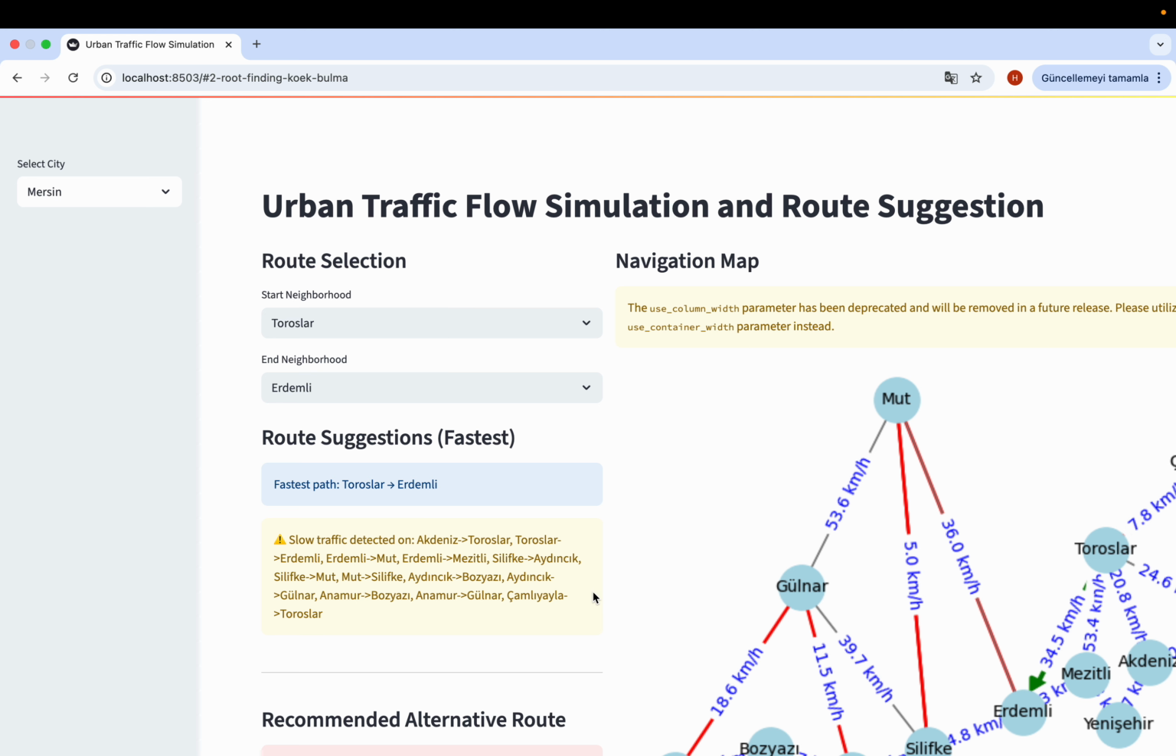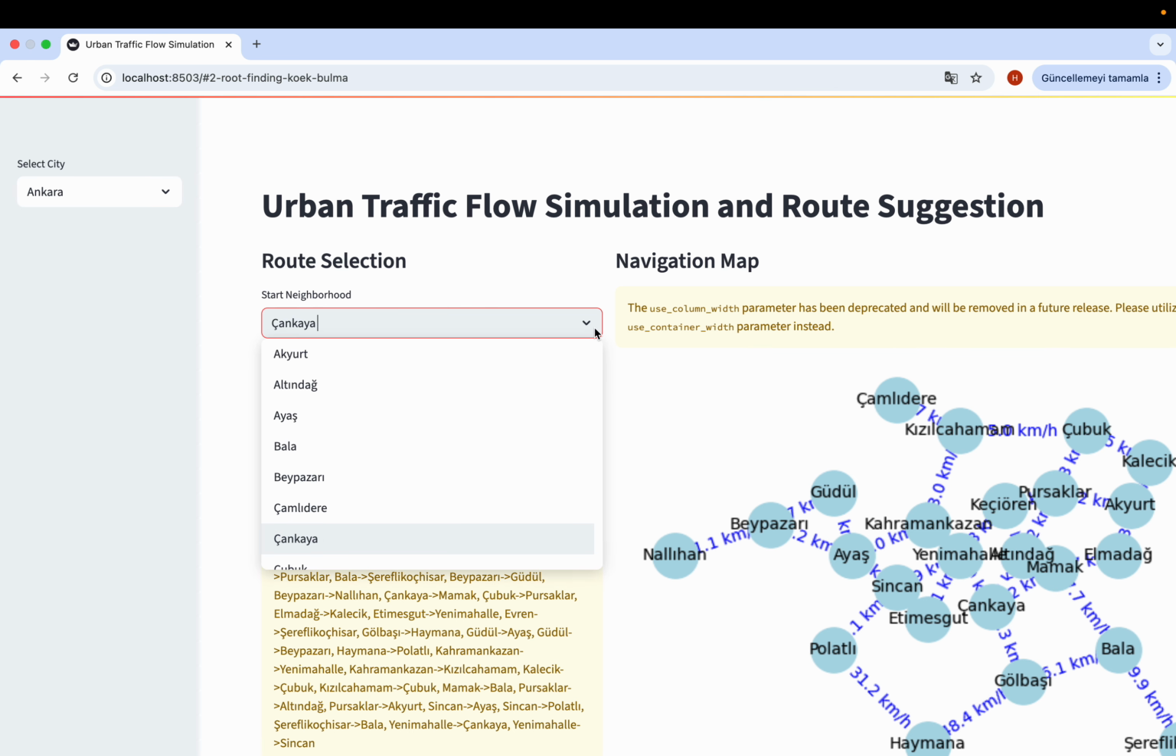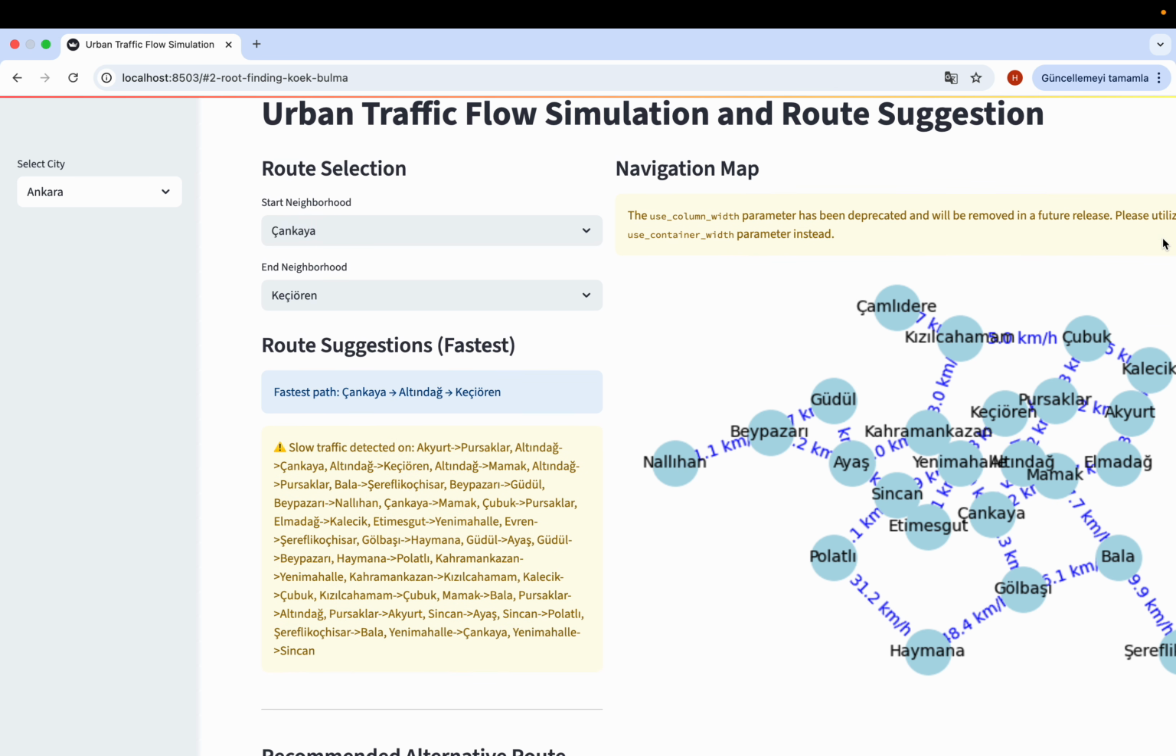The project is designed with the end user in mind. Through the Streamlit interface, users can choose a city, like Ankara, and select start and end points, and run simulation.